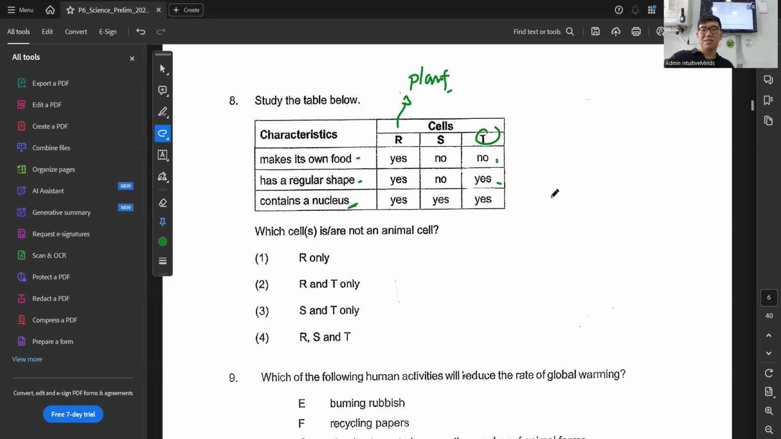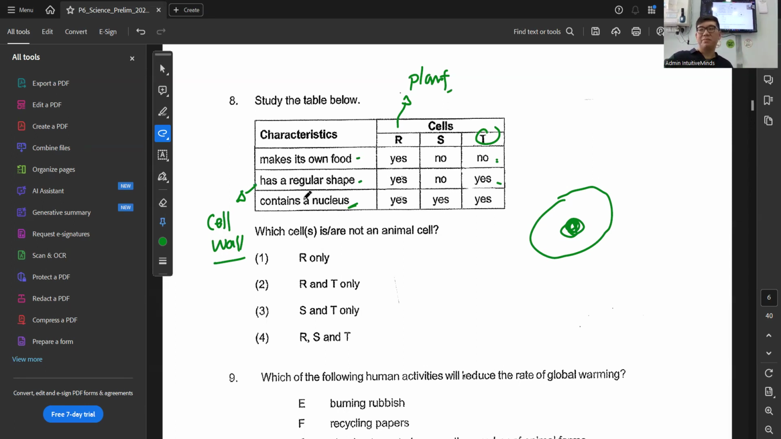What do you think? Plant or no plant? Do animal cells have regular shape? No. Animal cells are like that. No fixed shape. Regular shape indicates the presence of a cell wall. It's a cell wall that gives it the regular shape. So if you see something regular shape, it means cell wall.